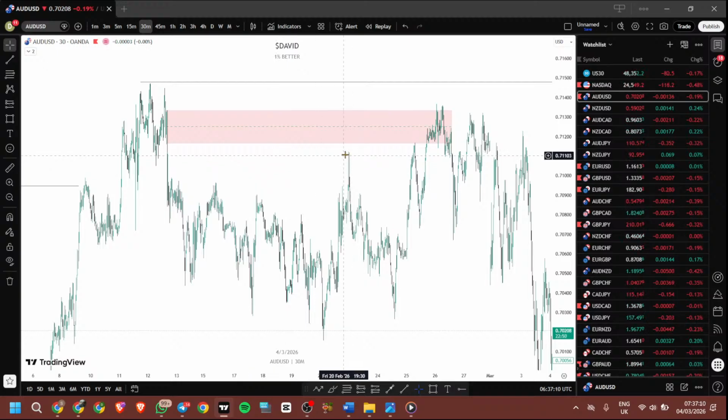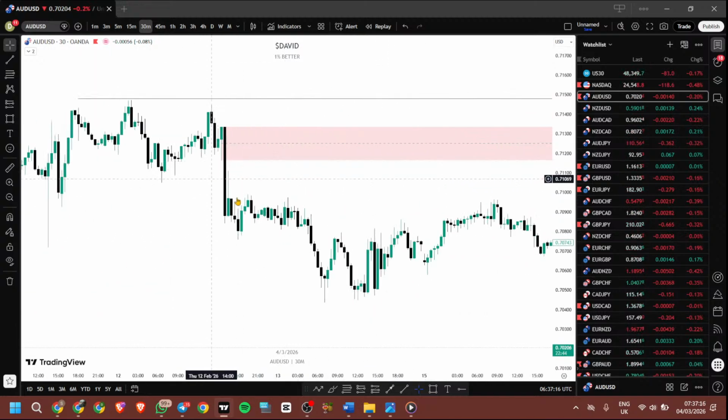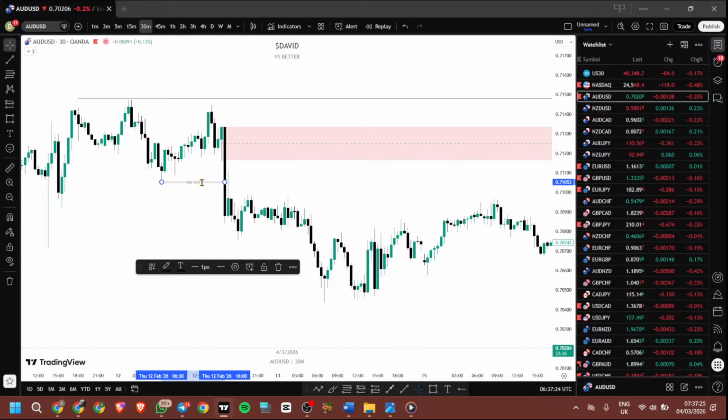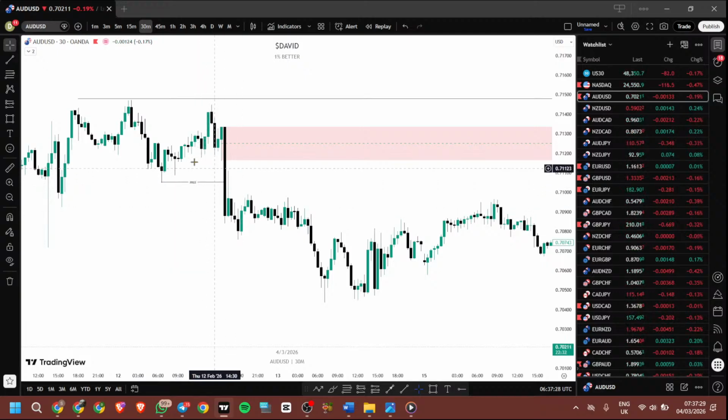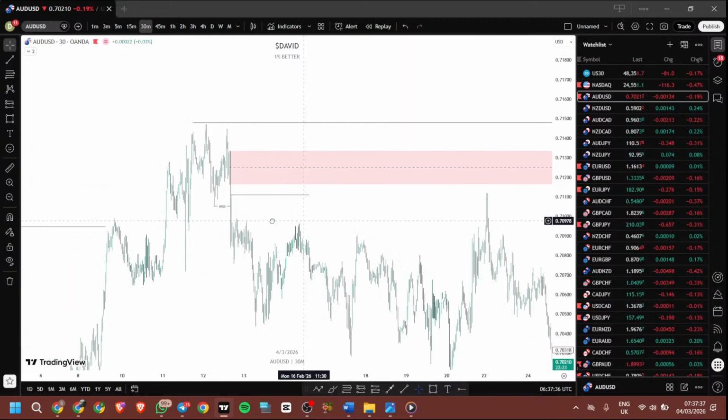But then we missed it here because we tagged this little push up after the shift as our what? This was considered our MSS, and this was now our what? Inducement. So this was where we highlighted.